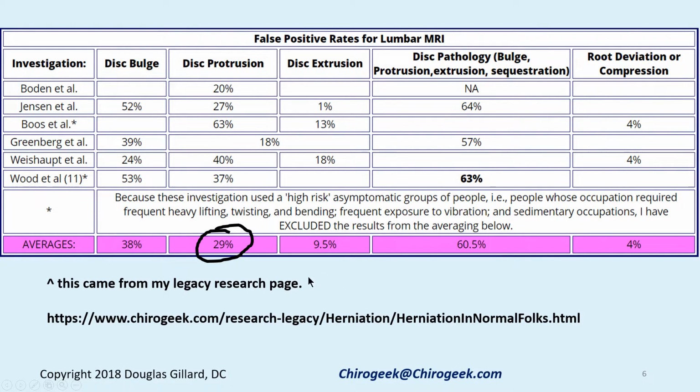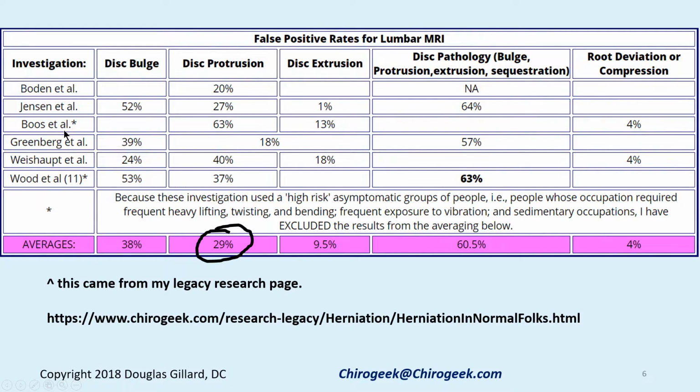All right, here's a chart from my legacy research page for all of those of you who've been asking over the years, where's that old research page? I finally put it back up, so it's at this link right here. But yeah, these are the studies where that 30% comes from. Famous Jensen study published in the New England Journal of Medicine, Bowden, Boos, all these.